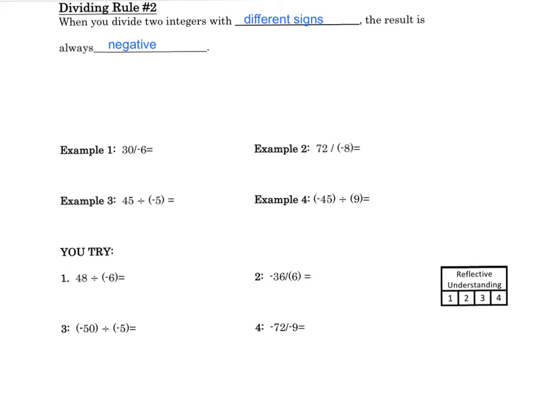So what does that mean? When we have a positive and we divide it by a negative, it equals a negative. Also, a negative divided by a positive equals a negative. So when you divide two different signs with integers, your answer is always going to be a negative.